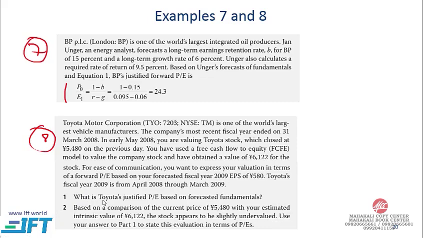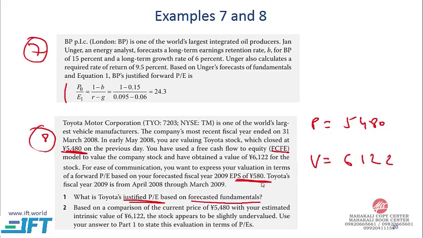Okay, so now here's an important point. What is Toyota's PE based on forecasted fundamentals? This is now the justified PE, or what is the PE that is justified based on the fundamentals? Are we given the PE based on market price? So if you look at the numbers given, you are told that the market price is 5480. And are we given the FCFE? So you use an FCFE model, and based on FCFE, the value is 6122. And what else are you given? Are you given the EPS? You are given the EPS of 580.